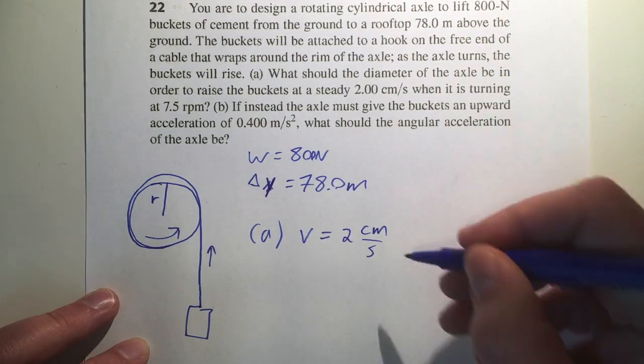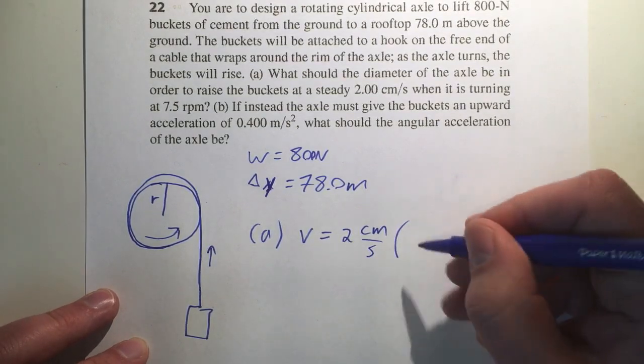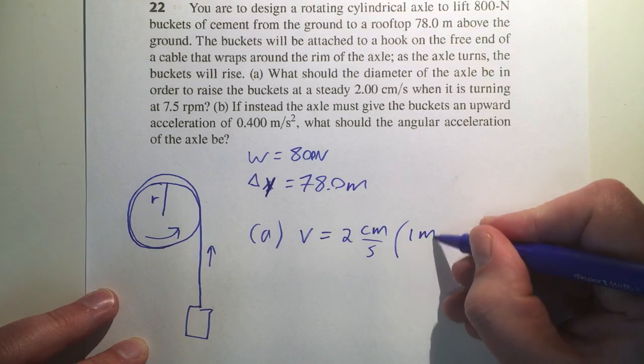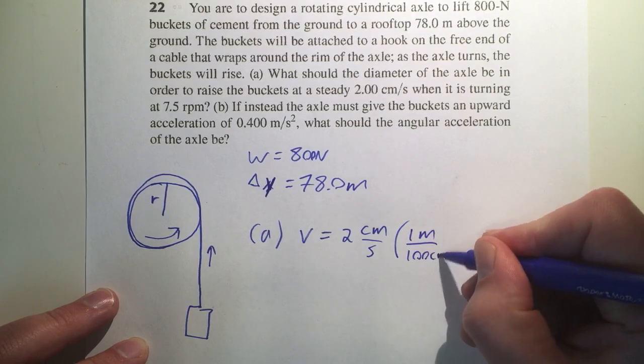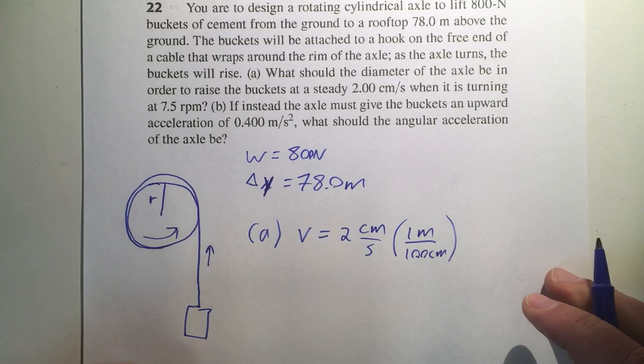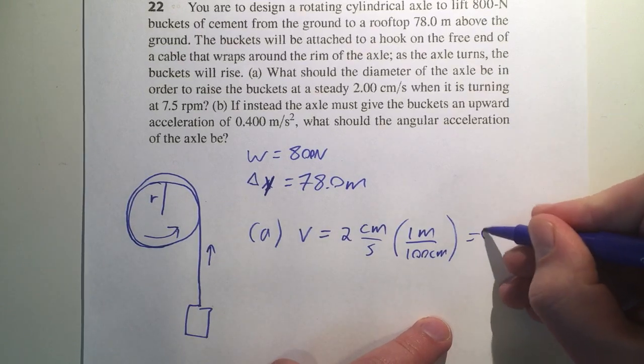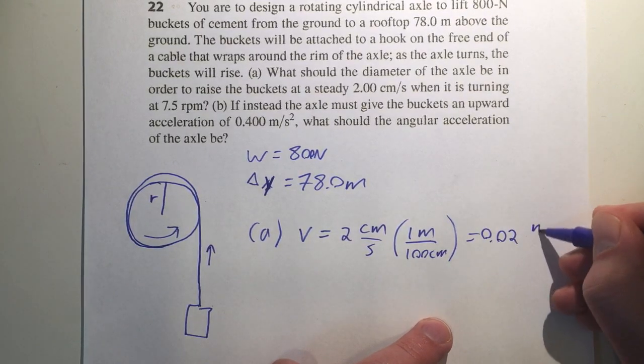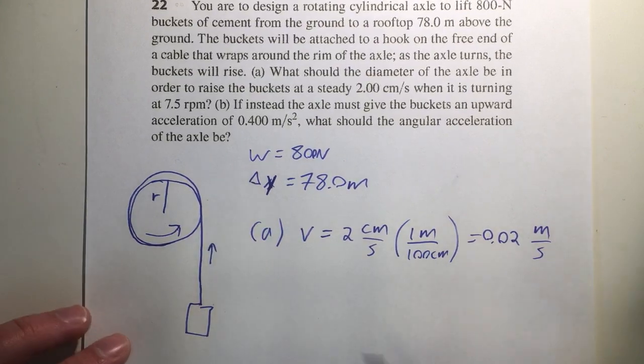Let's convert that to SI units. I'm going to multiply this by 1 meter is equivalent to 100 centimeters. So I end up with a velocity of 0.02 meters per second. This rope is being pulled up relatively slowly.